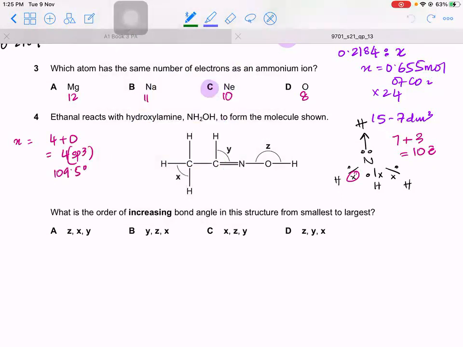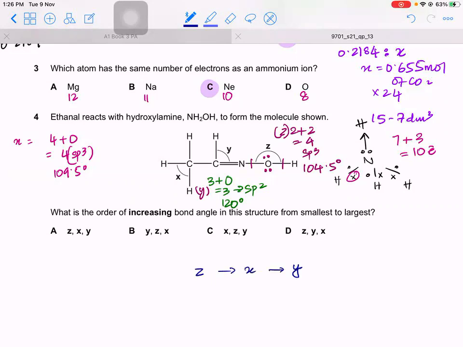Then you have this right here. It has 1, 2, 3 sigma bonds, 0 lone pair, steric number 3, hybridization sp2, bond angle 120. Then you have this, which is the central atom. You have 2 sigma bonds, and oxygen has 6 outer electrons, so 2 lone pairs, steric number 4, hybridization sp3. 2 lone pairs will decrease the angle by 5, and it will be 104.5. So this is Z, this is Y, and this is X. So which is the smallest angle? Smallest is Z, then X, then Y. So Z, X, Y. The answer therefore is A.